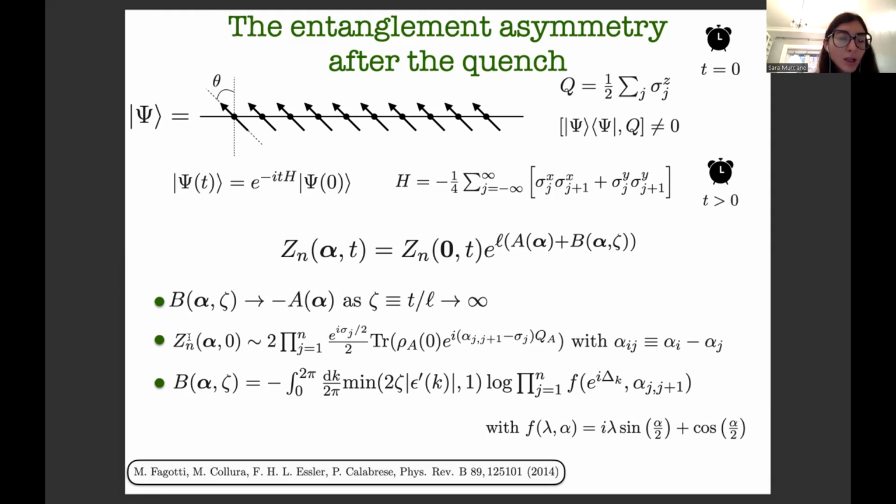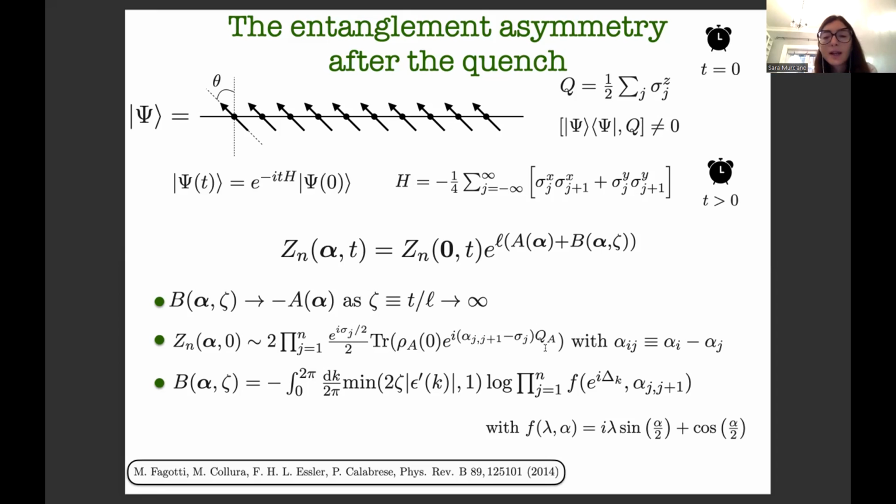Then we have realized, by doing some numerical computations exploiting the free fermionic techniques, that at time t equals 0, the charge moments admit this nice factorization. So they can be written as the product of these traces, which are nothing more than the full counting statistics for this charge operator Q_A. Now, this full counting statistics was already known in the literature.